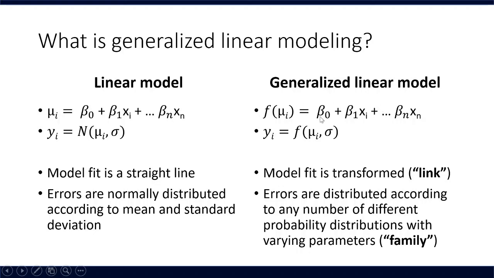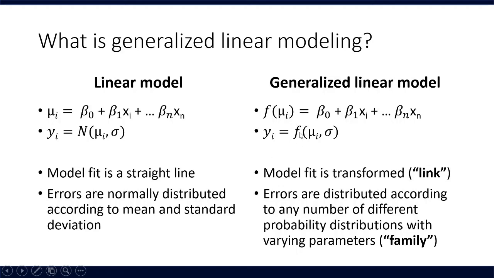And so you'll see that the beta naught plus beta 1 times x sub i, it's still the same thing. The equation is still the same. We're simply adding a transformation on mu. And so then you plug in that transformed mu value to the probability distribution that produces your data.